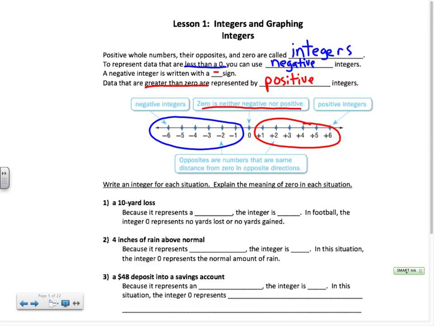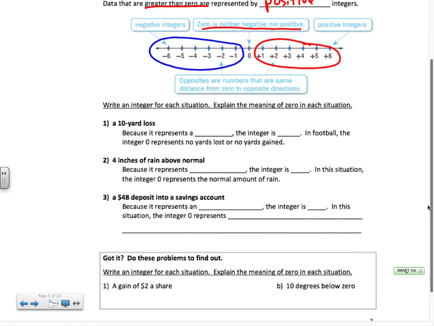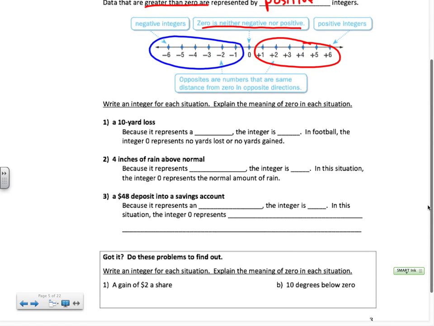Here's some application now. Write an integer for each situation. Explain the meaning of 0. So sometimes we think of 0 as nothing, but 0 always has some sort of meaning depending on the situation you're involved in. So we have a 10-yard loss. Does anybody know if that's going to be positive or negative? Say it if you know it. Negative. That word loss means negative.